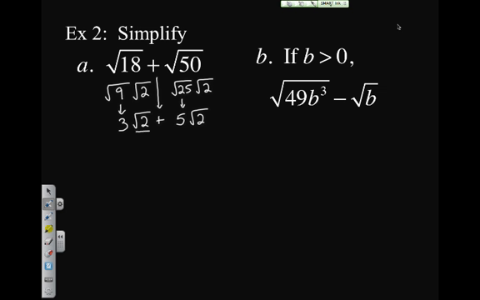Now, notice that our radical parts are exactly the same. The square root of 2 and the square root of 2. That allows us to add these just like we would add like terms. So 3 plus 5 is 8 times the square root of 2.